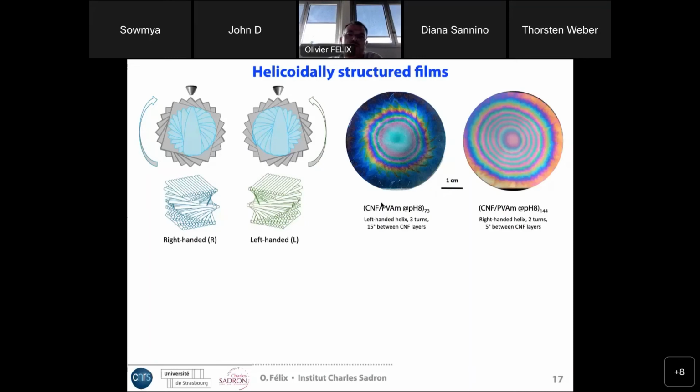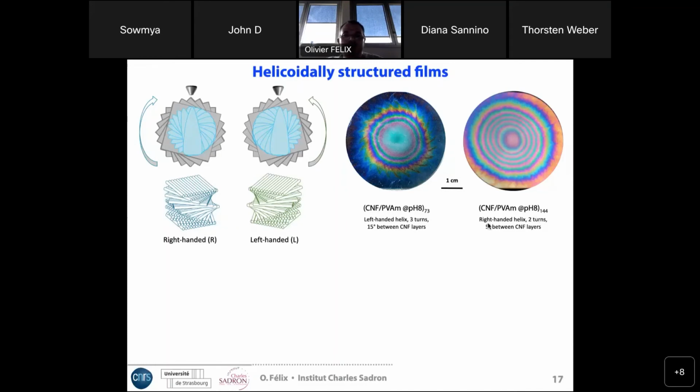On the left, you have a left-handed helix with 3 turns, 15 degrees between each CNF layer. And in this case, you have 73 layer pairs of CNF and polyvinylamine. On the right, you have 144 layer pairs.